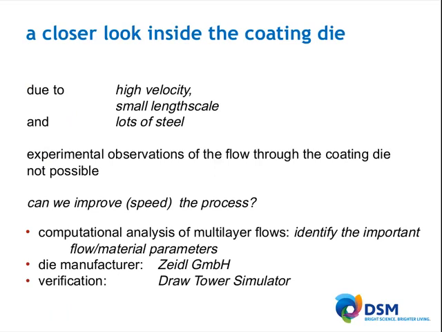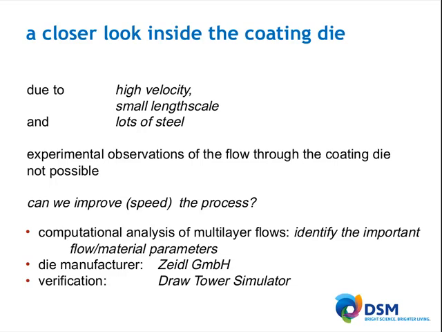Because from an experimental point of view, if you look at a draw tower, it has a high velocity. Think about 30, 40 meters per second on a very, very small length scale with 240, 250 microns thickness of the fiber. And there's quite a lot of steel in front of it. So we don't have access with a microscope or with other video techniques to see how the whole fluid dynamics is governed inside this coating dies. So it's really difficult to do.